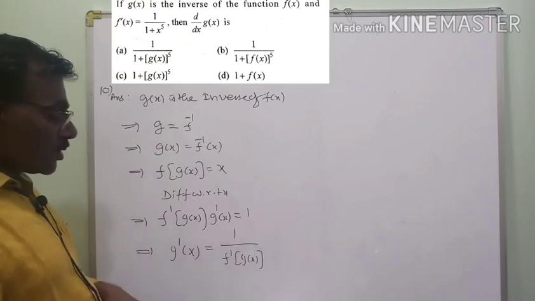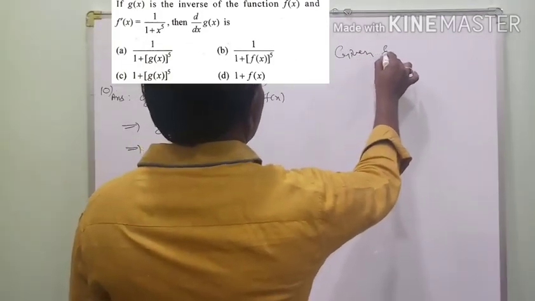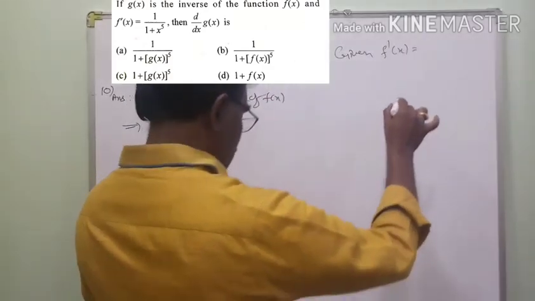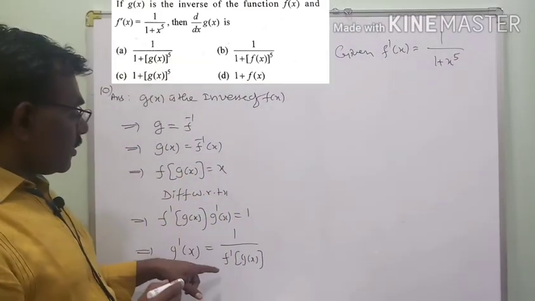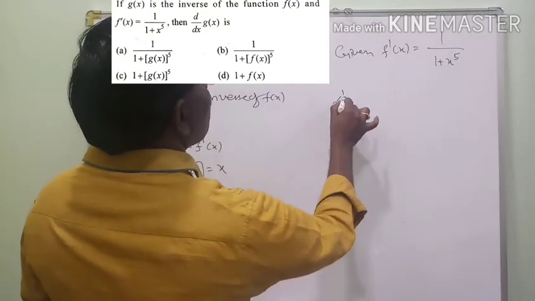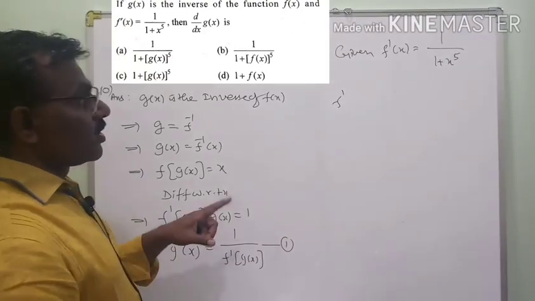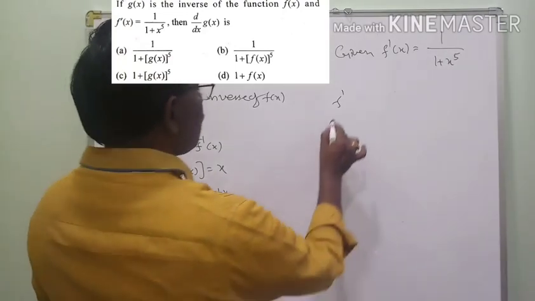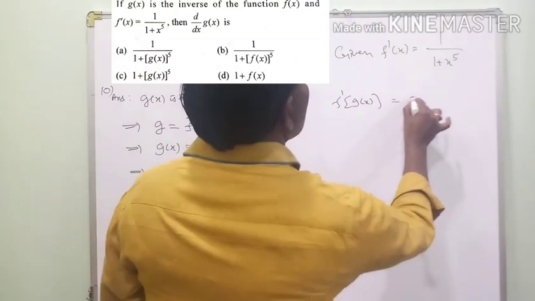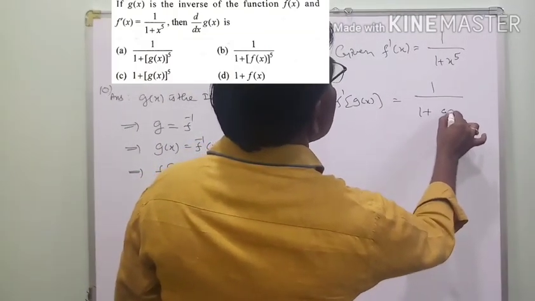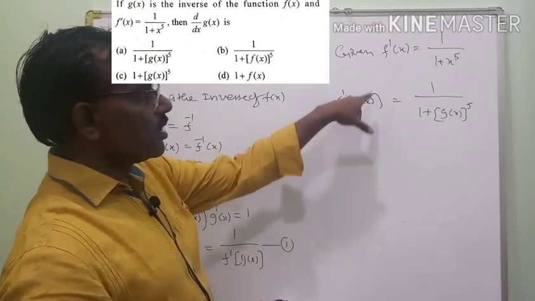Okay. So what is the given f dash of x? Given f dash of x is equal to 1 by 1 plus x to the power 5. Take this as equation 1. You don't know what f dash of g of x is. F dash of x is 1 by 1 plus x to the power 5, so replacing x by g of x, f dash of g of x equals 1 by 1 plus g of x whole to the power 5.